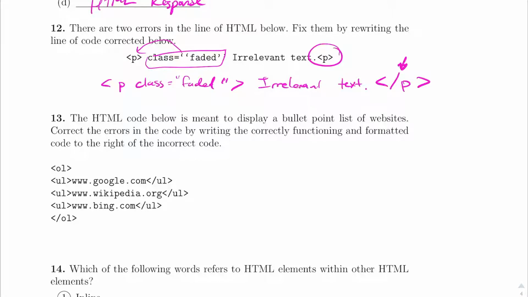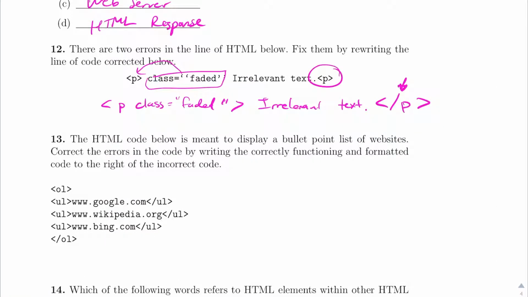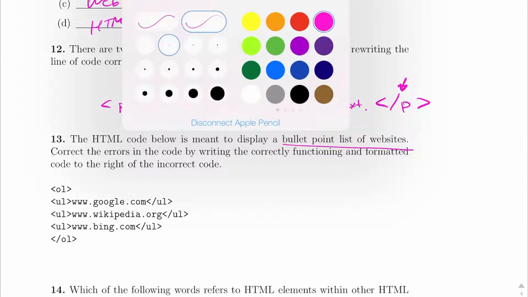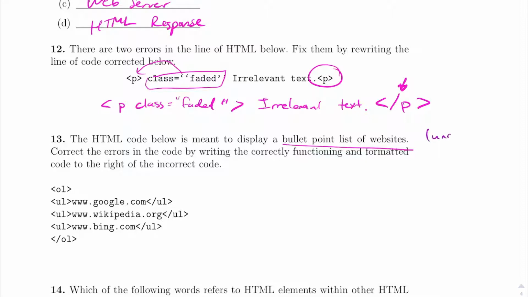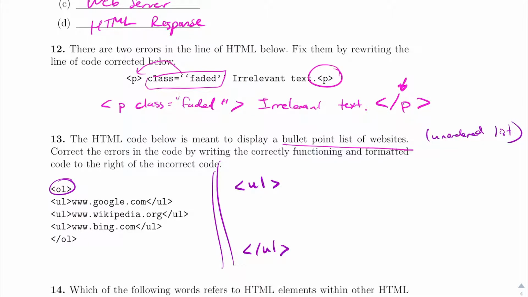The HTML code below is meant to display a bullet point list of websites. So bullet point list is actually, importantly, an unordered list. Correct the errors in the code by writing the correctly functioning and formatted code to the right of the correct code. So instead of being an ordered list, this is supposed to be an unordered list, and it's supposed to end the unordered list here.